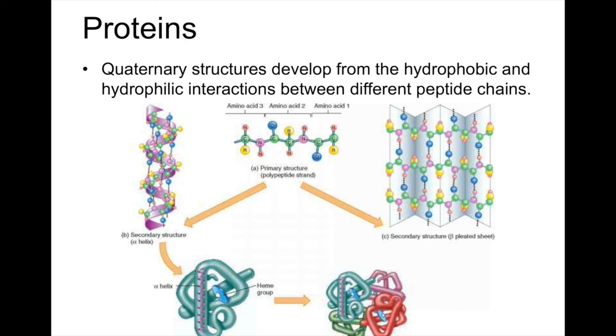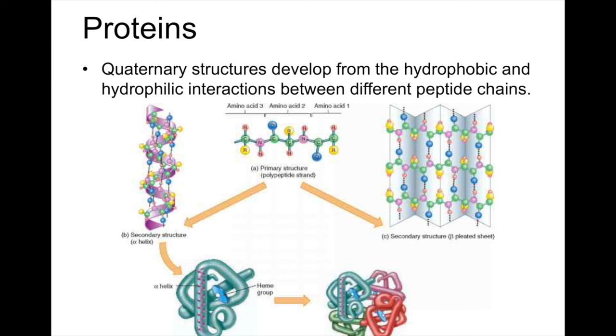So from our primary structure, which is the basic linkage of one amino acid to another, we come to a secondary structure where these amino acids, in this case, form an alpha helix because these nitrogens and these oxygens start making some hydrogen bonds with each other. And based on those interactions, they can either form this jagged beta pleated sheet or the alpha helix. The alpha helix is more common in most proteins.